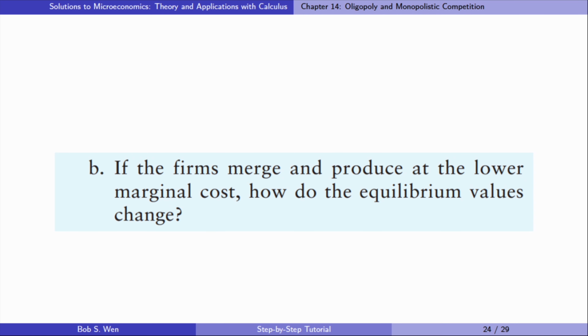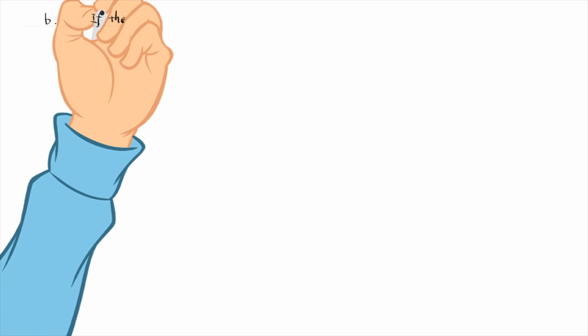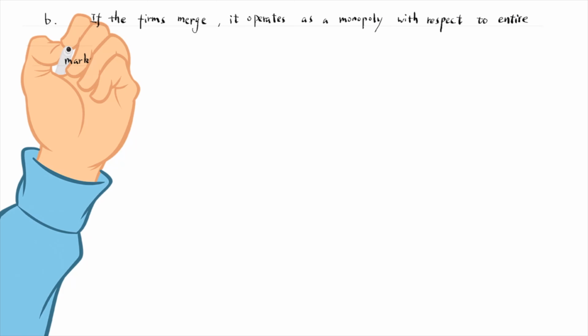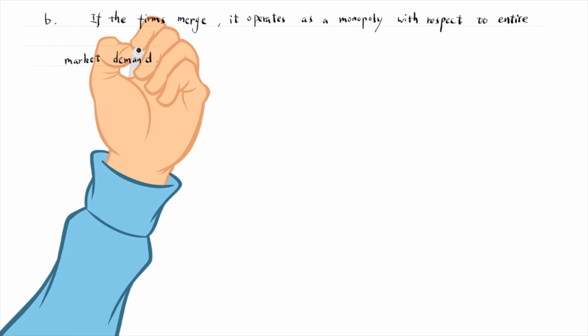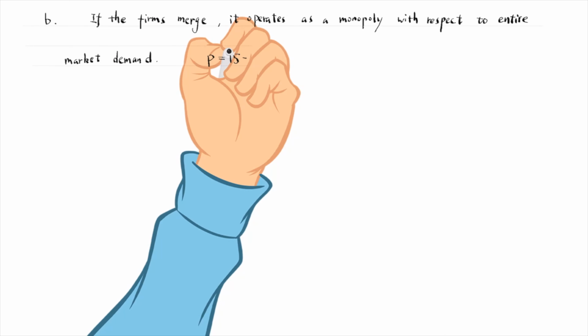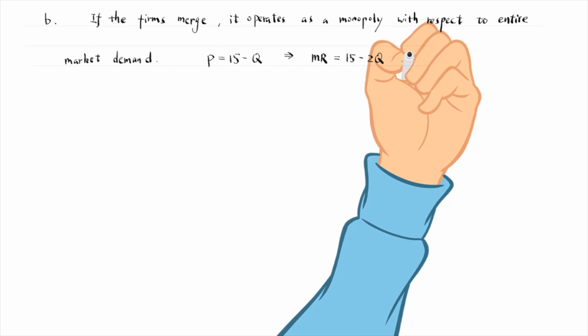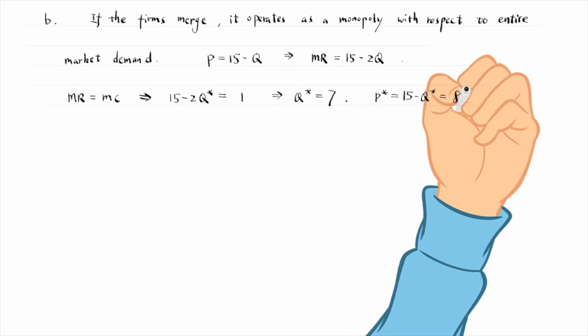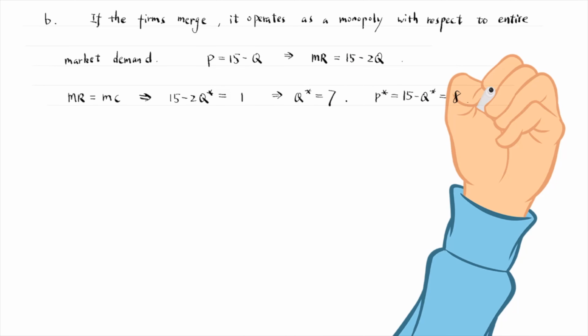In Part B, if the firms merge and produce at a lower marginal cost, how do the equilibrium values change? If the firms merge, the merged firm operates as a monopoly with respect to the entire market demand. From the linear inverse market demand function, we can directly write the merged firm's marginal revenue function. Equating marginal revenue and marginal cost gives the monopoly output of 7 and the monopoly price of 8.